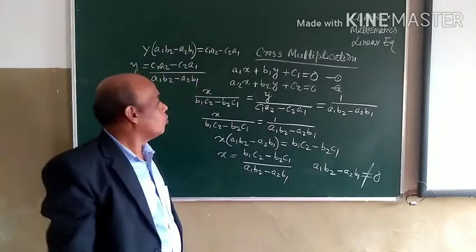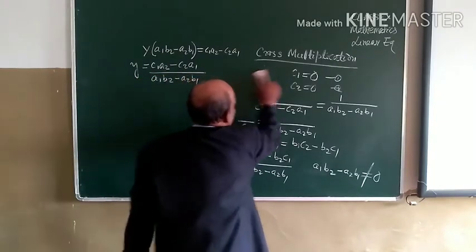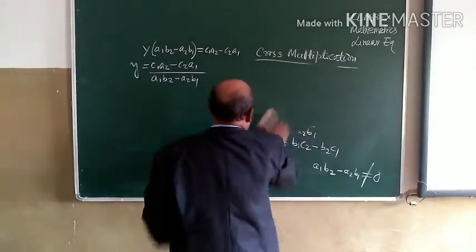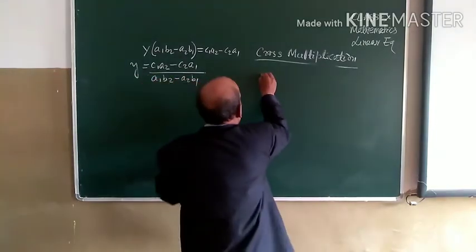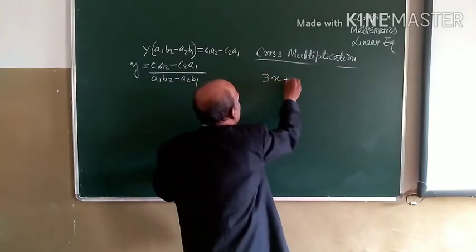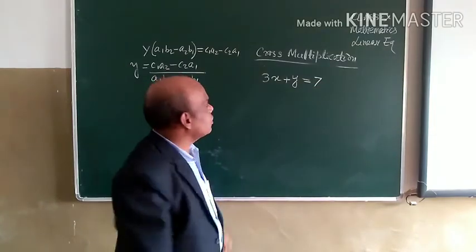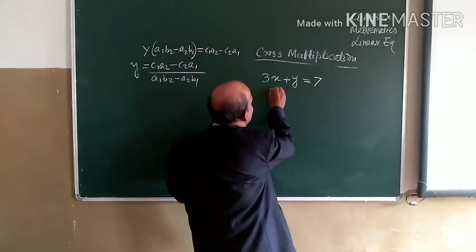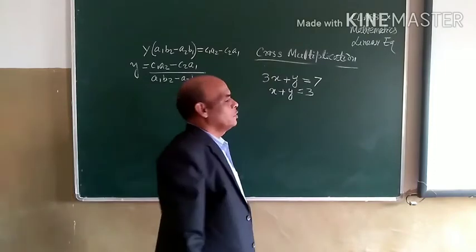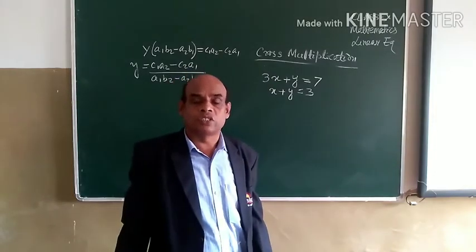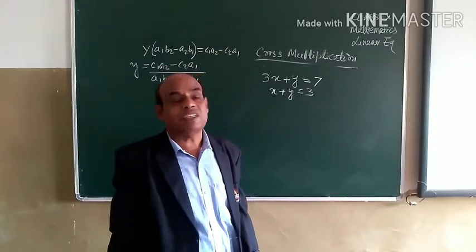So now you see one of the examples. Suppose I write 3x plus y is equal to 7. This is the first equation, and the second equation is x plus y is equal to 3. Suppose these are the two equations, and the question is to solve the equations by using the cross multiplication method.